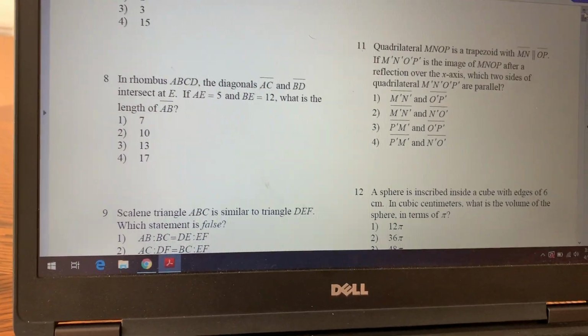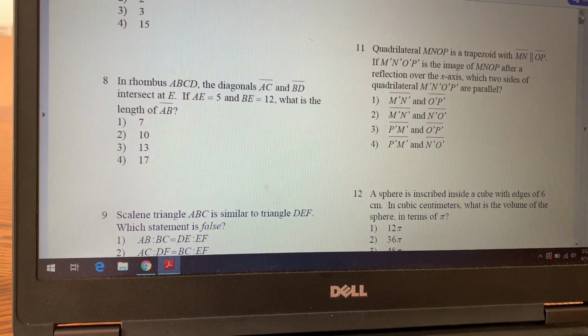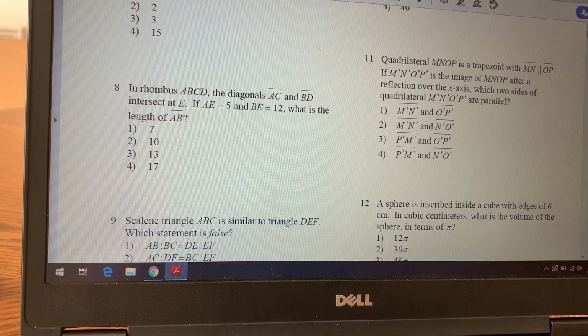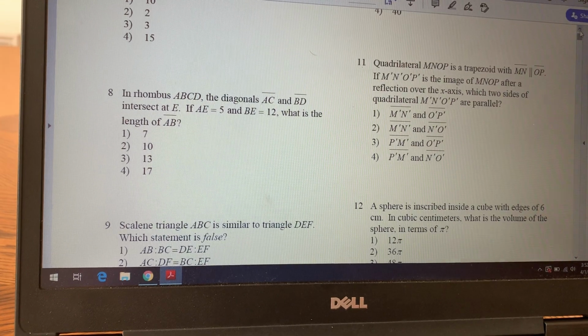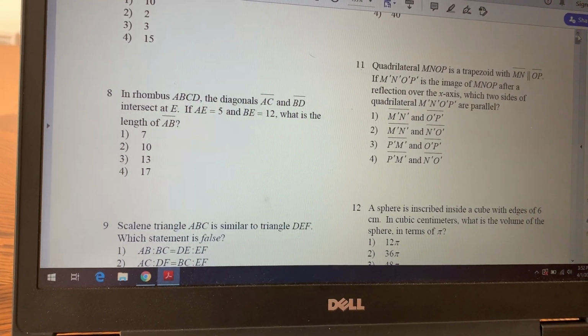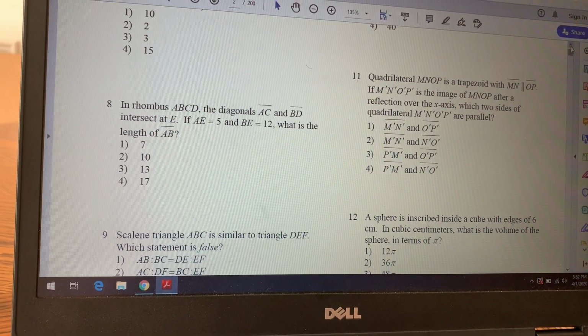So, again, this is something we didn't explicitly talk about. A rhombus is just like a parallelogram. It has all the same properties of a parallelogram, except all 4 of the outside sides are equal length.